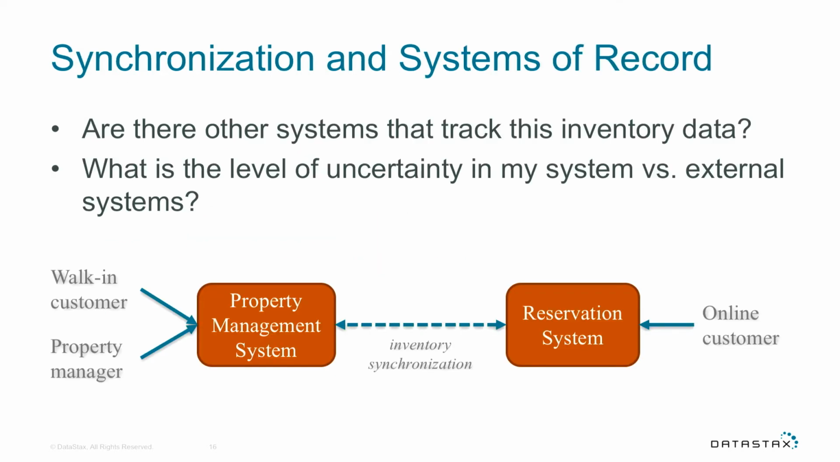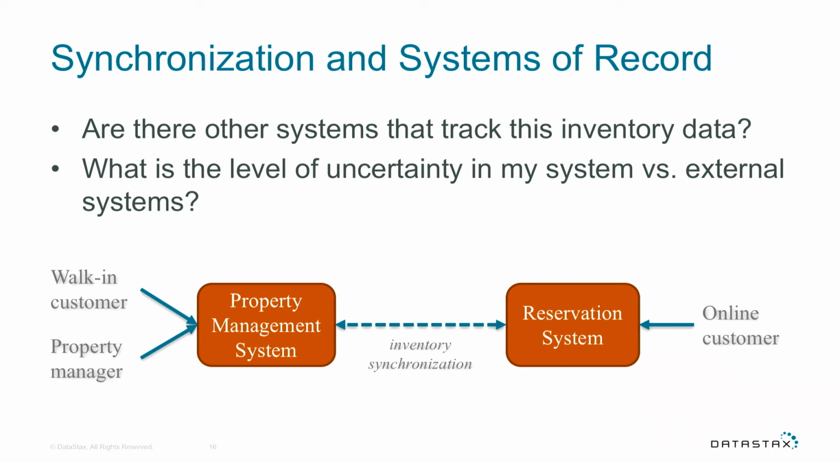To wrap up our thoughts on consistency, let's talk about the larger context of systems that manage inventory. Usually it's the case that there are multiple systems that are tracking our inventory from different perspectives. For example, in the hospitality domain, a hotel will have its own property management system that its hotel staff uses to track who's staying in the hotel and what rooms are available. That's the hotel's perspective of inventory.